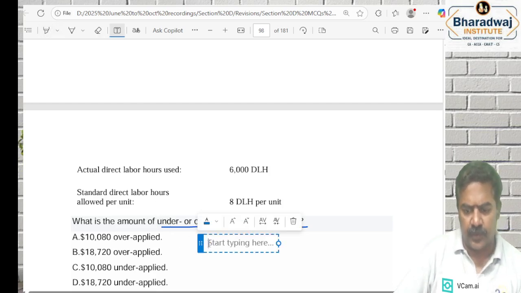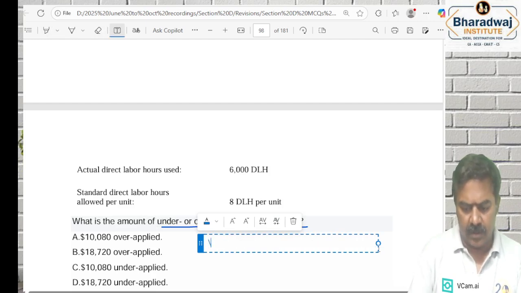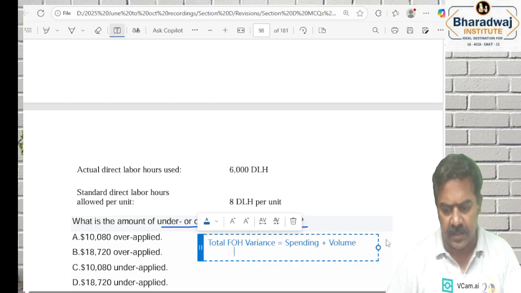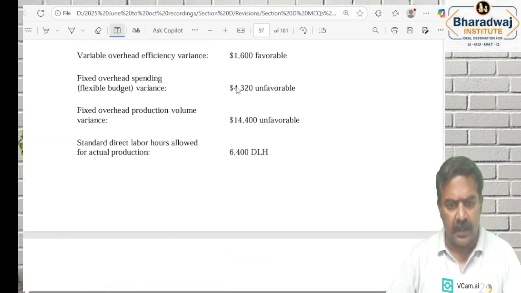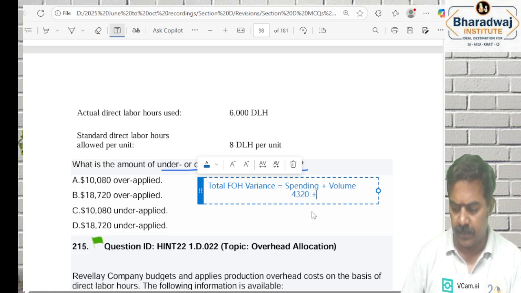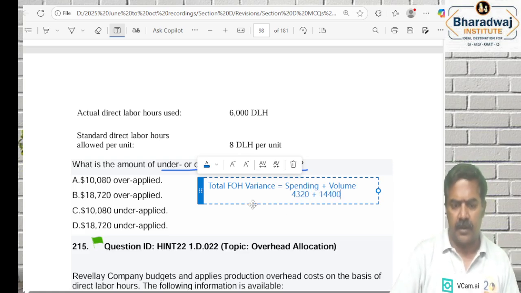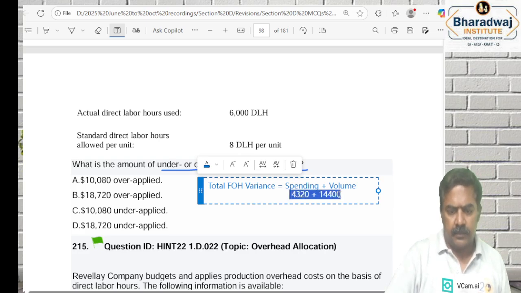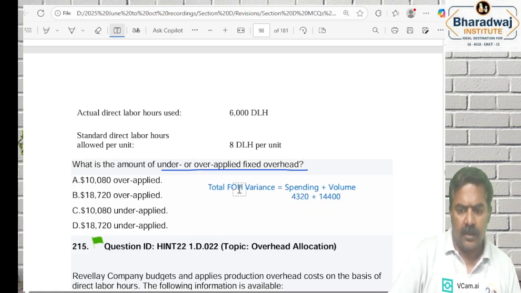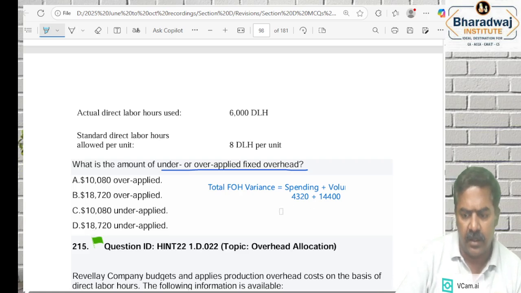Simple, they ask you to find out total fixed overheads variance. It's nothing but spending variance plus volume variance. What is spending variance in this question? 4,320 plus 14,400. How much you get? 18,720 under applied.